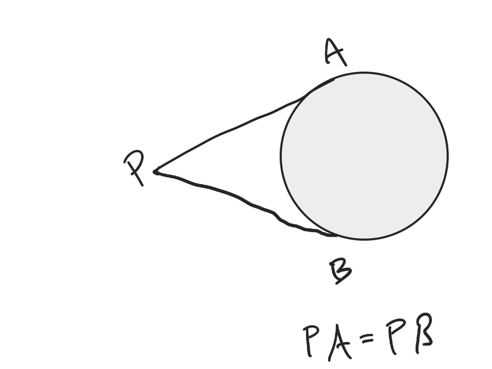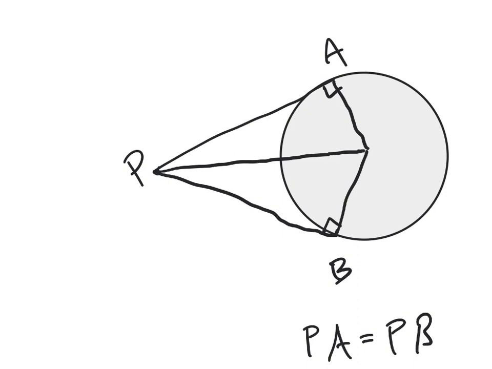And we can prove this by using what we just proved by contradiction, that the tangent is perpendicular to the radius of the circle. So we have that these angles are perpendicular, 90 degrees, and we can use this to prove that PA equals PB.